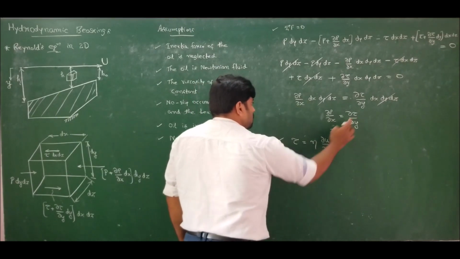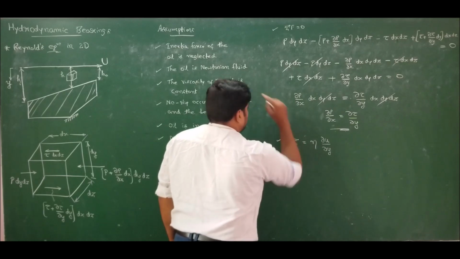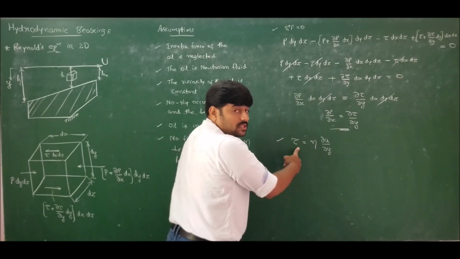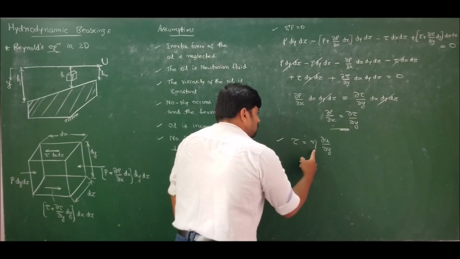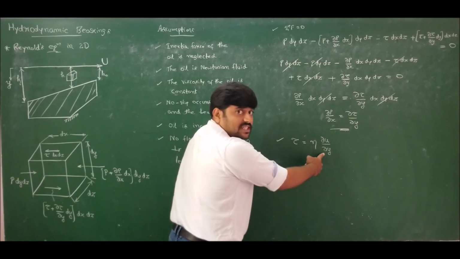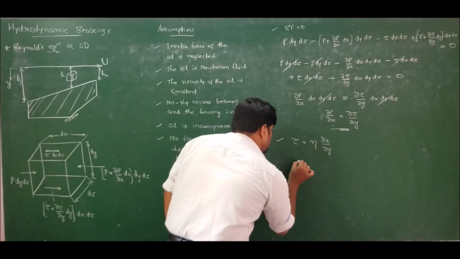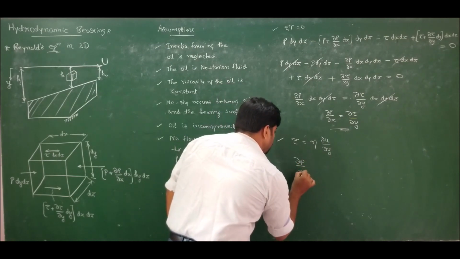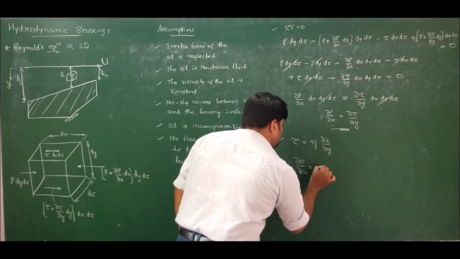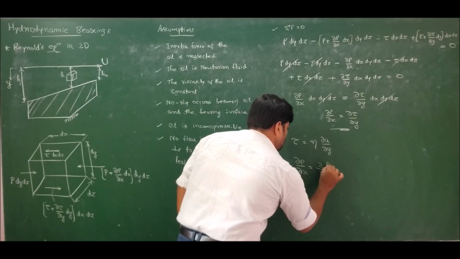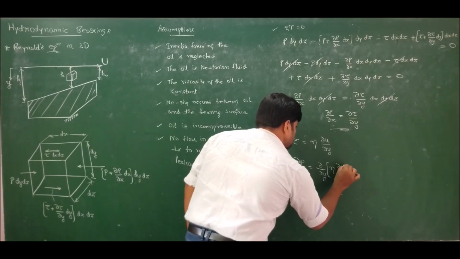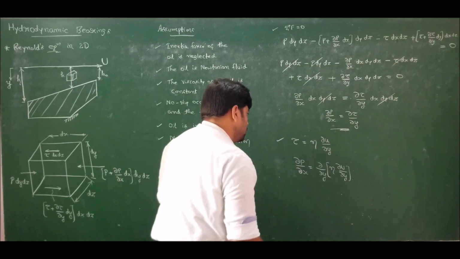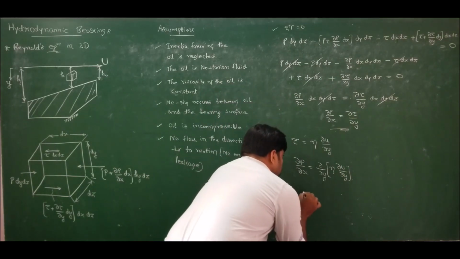So therefore put it here. Based on our second assumption, I recollected Newton's law of viscosity. So therefore replace tau by viscosity times rate of shear strain. So therefore I will get ∂P/∂x is equal to ∂/∂y times eta ∂u/∂y. Right. So if I simplify, what will I get?